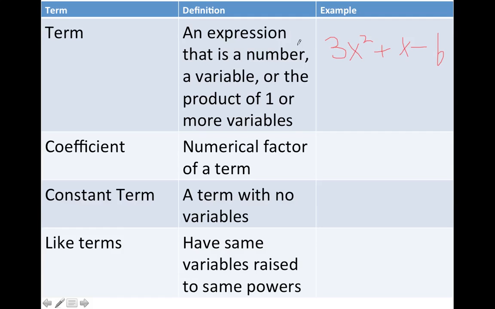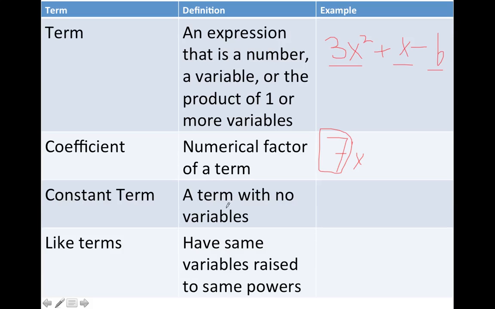and I asked you how many terms are in this expression, you would say 3. We have 1, 2, 3 terms. Terms are separated by our mathematical operations, the plus and minus. Okay, a coefficient is the numerical factor of a term. So if I gave you 7x, and I asked you what the coefficient was, you would tell me the number out front of your variable, which is your coefficient.